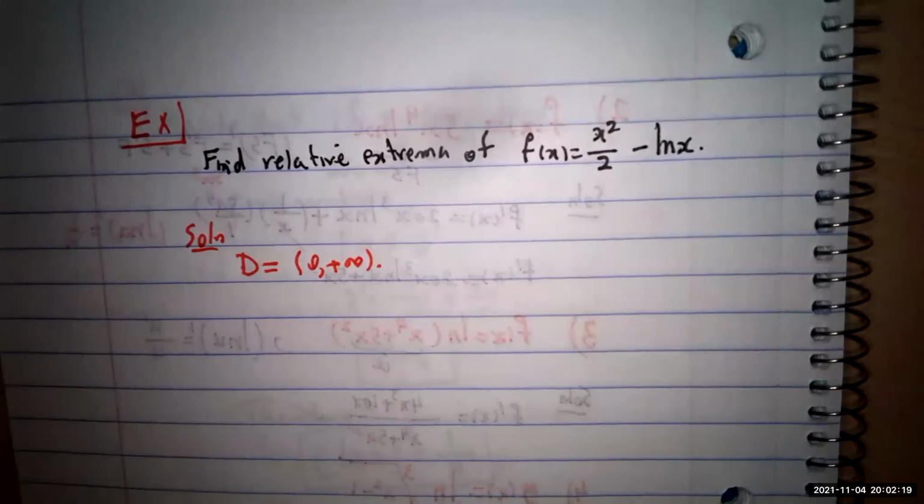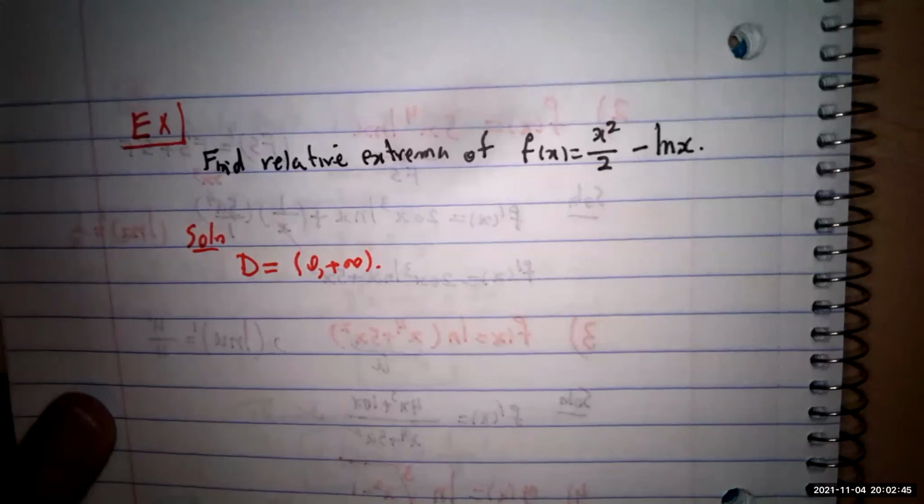That's the domain. Now, as usual, differentiate it. Let it equal 0 to get the critical numbers, go back, plug the critical numbers into the function, and then test it. What type of test? We have the first derivative test and the second derivative test. You have to decide which one you are going to use. Okay, so this is going to be the procedure for finding the relative maximum and minimum.